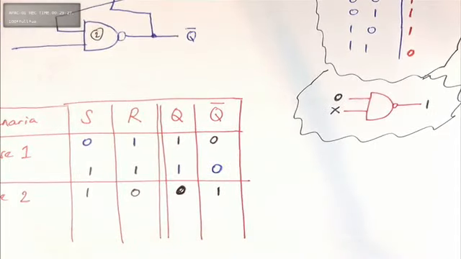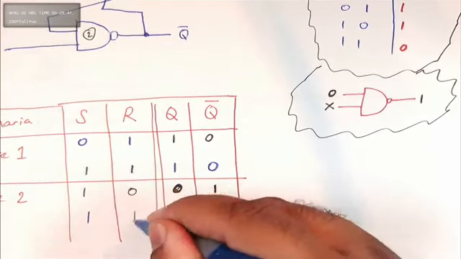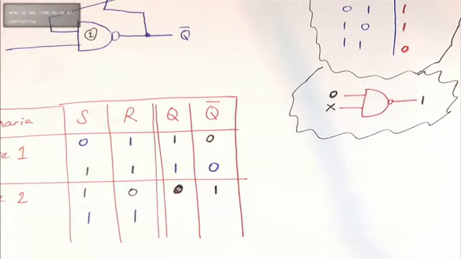So what do we see? When we had S 1, R 0, our Q became 0, Q bar became 1. So the output is respecting our design. 0, 1. Now, immediately after 1, 0, we place a 1, 1. Again, 1, 1. I just want to show you case 2.